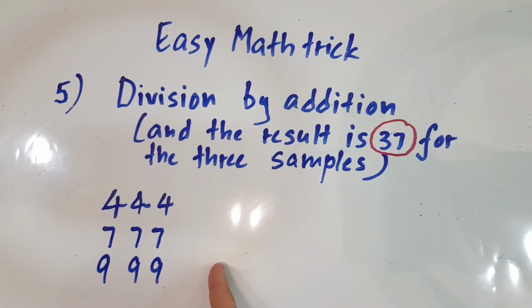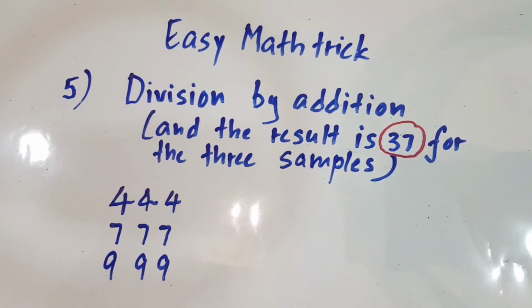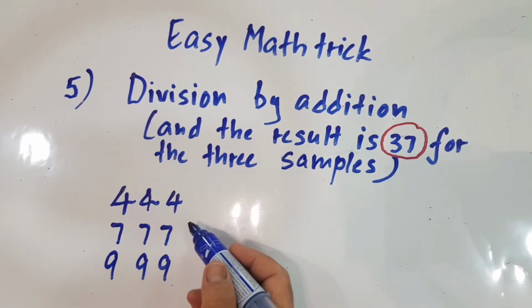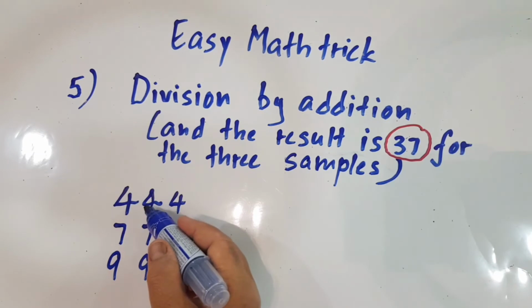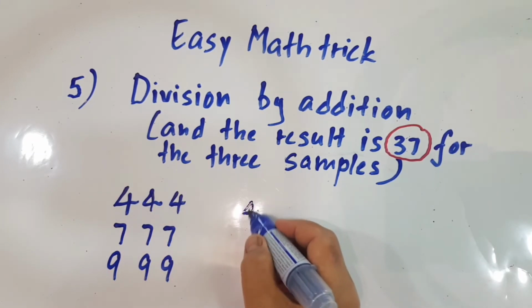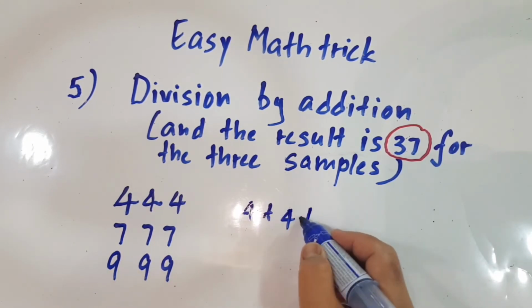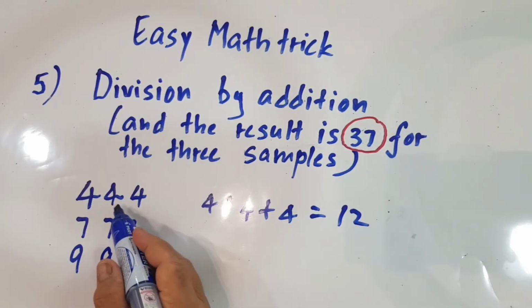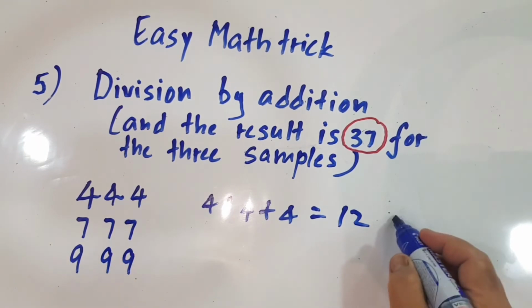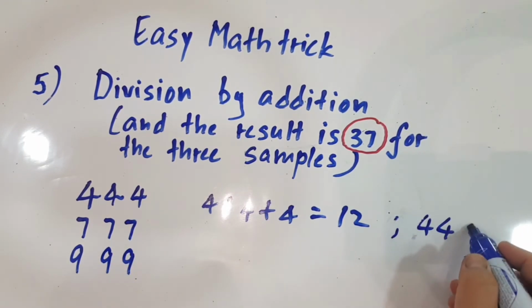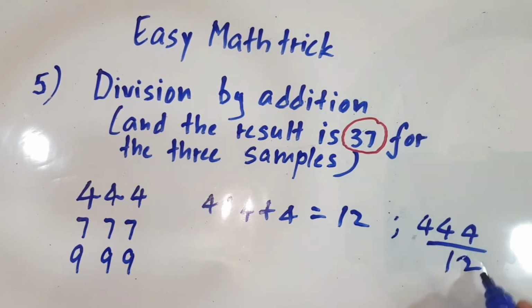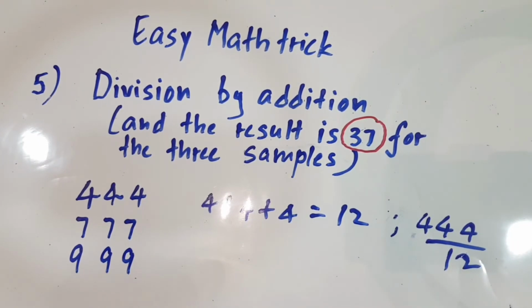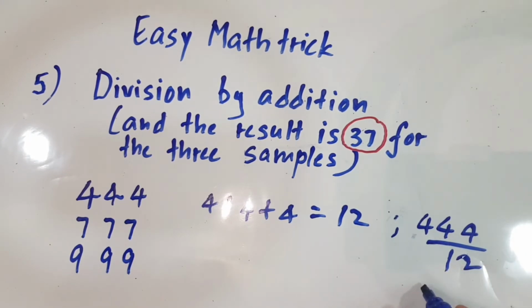Trick number 5, division by addition. So I have here 3 samples. How will I do it? At first, I have to add this one, plus this one, plus this one. So 4 plus 4 plus 4 is equal to 12. So 444 divided by 12 will be equal to 37. The answer is 37.